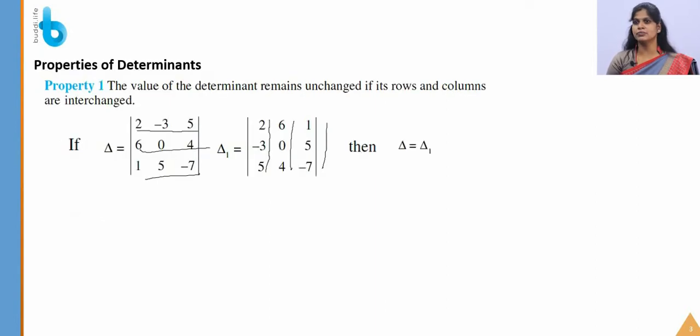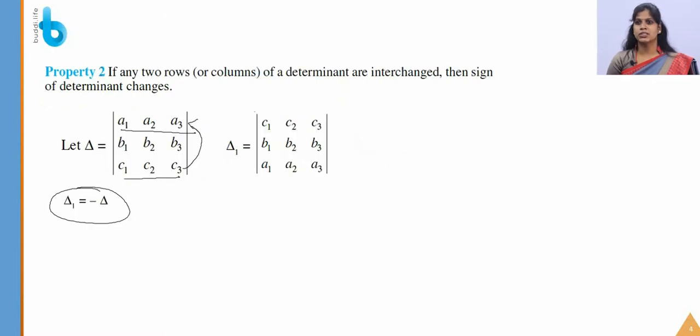Whereas, see here, rows are changed as columns and columns are changed as rows in the first property. Therefore, you will get the same value as the determinant value. But here, the row is changed in its position. That is, the first row is moved to the third row and the third row values are moved to the first row. So, in that case, you will have the determinant value with its sign changed.